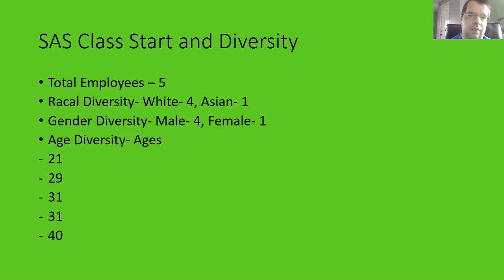SAS class starts and diversity gets a little more uniform, a little less diverse here in this group. Racial diversity, white 4, Asian 1. Gender diversity, male 4, female 1. Coincidentally, that 1 female is also the only Asian individual within the organization, within the department. Age diversity, a little less spread out than the rest of the department, with 1 at 21, 1 at 29, 2 at 31, and 1 at 40.